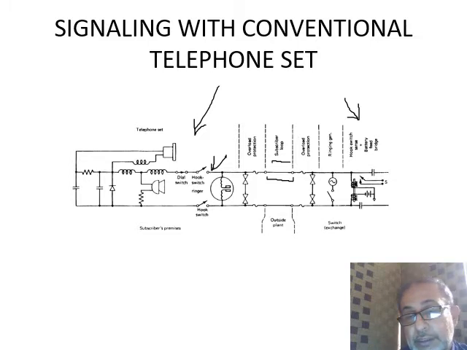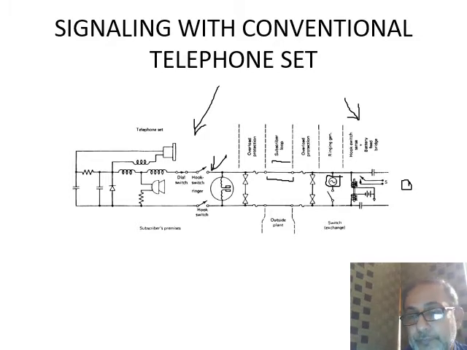You need to have a DC current from the battery system, which is placed in the telephone exchange over here, and here is the ringing generator, which is used for the telephone ring that you get when somebody calls you.